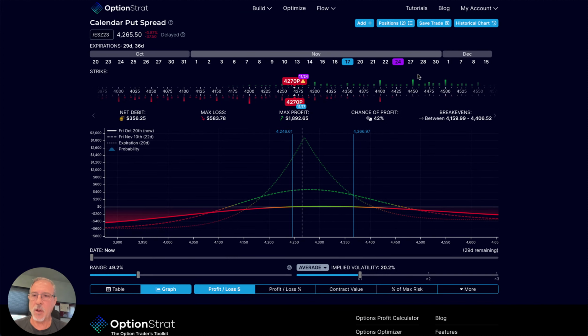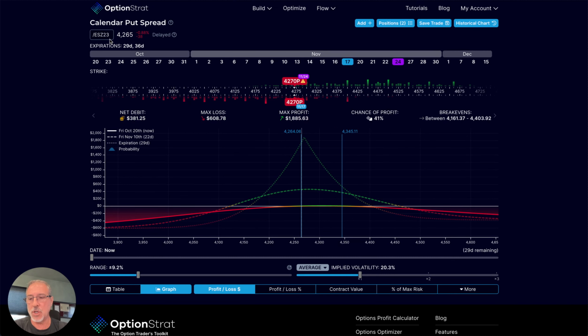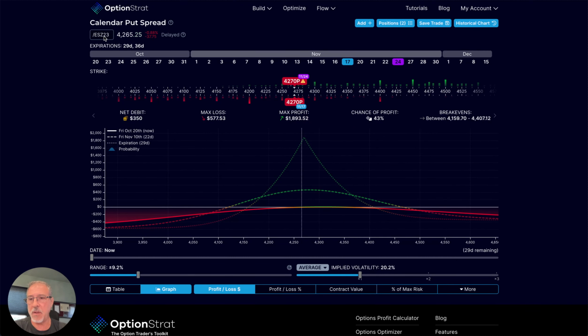So I'm looking at launching a new trade here in optionstrat. It'll be the first one I'm doing, excuse me, in futures, using the new futures capability. So I'm going to do this in the ESZ. Now, the ES, of course, is the futures contract for the S&P 500.